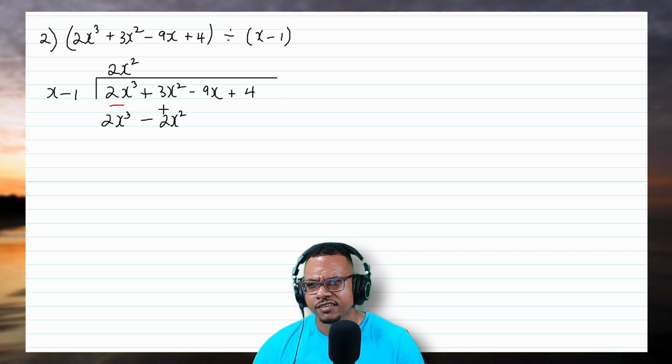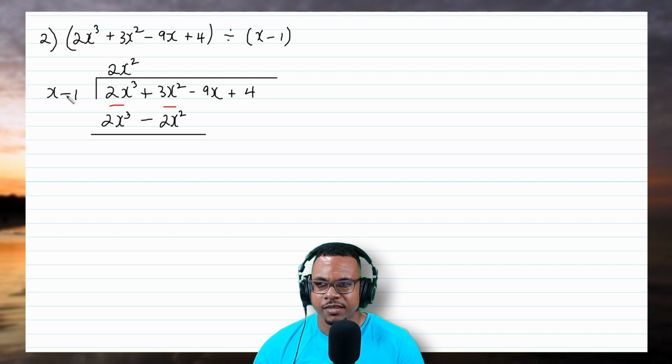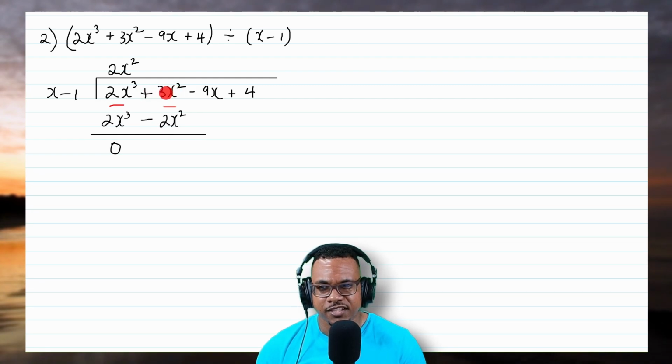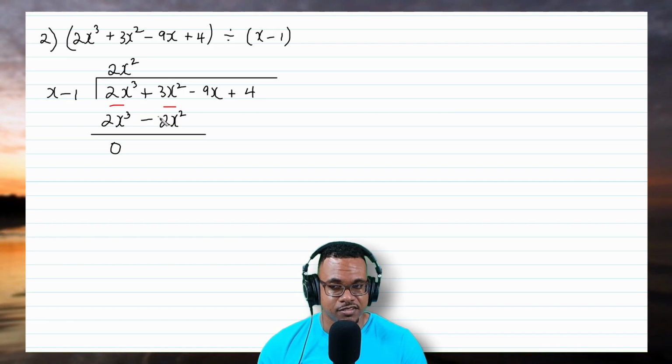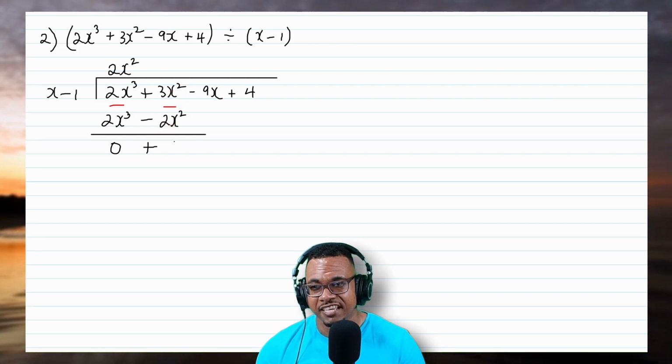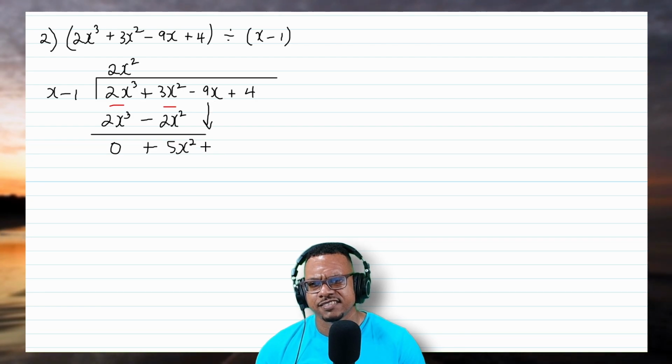Now I'm going to subtract. So obviously same thing, take away same thing will give you 0. And I'm going to look at the signs in front of the numbers. So this is positive 3x squared take away negative 2x squared. So these two negative signs, when I multiply it, I'll get a positive sign. So I'll have positive 3x squared plus 2x squared, which will give you a positive 5x squared. Then I'm going to bring down this negative 9x.